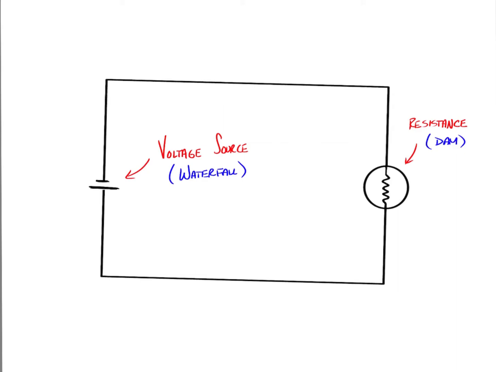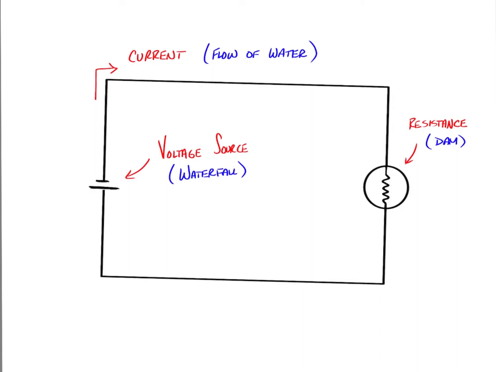It's going to slow that current down, and in slowing that current down, it's going to convert it into something more useful. So in this case, it's going to convert the electric energy into light energy. And as a result of these two, depending on the size of your waterfall and how many dams you have, you're going to affect the current. So more voltage means more current, because that's like increasing the height of the waterfall, but more resistance means less current. That's like adding more and more dams in the way of the river. So you start to see there's kind of a balance here.